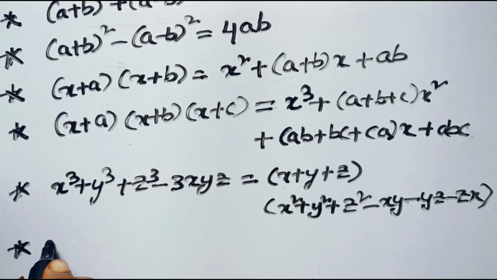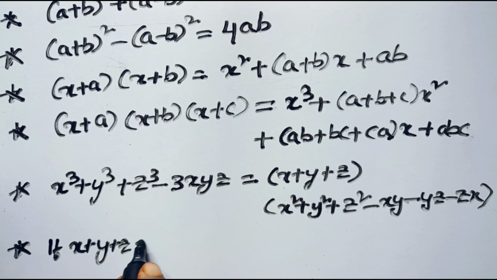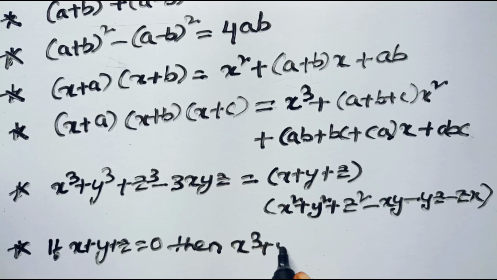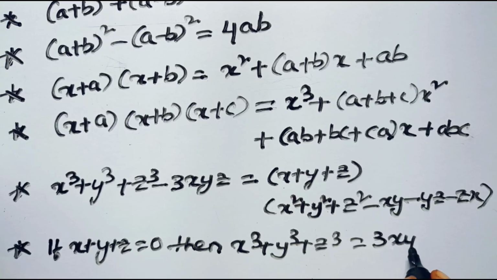Next one is, if x + y + z = 0, then x³ + y³ + z³ = 3xyz. This is the most important formulas of algebra formulas.